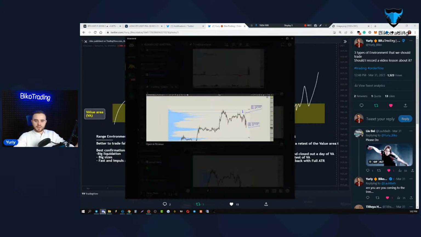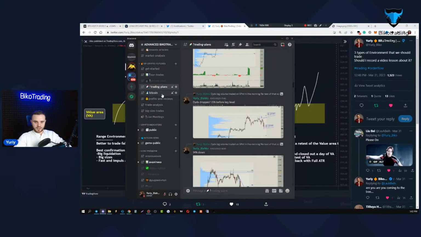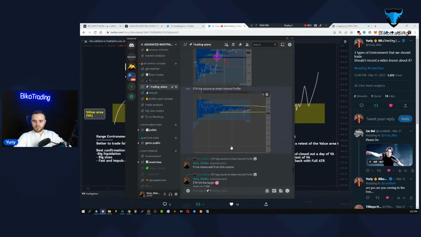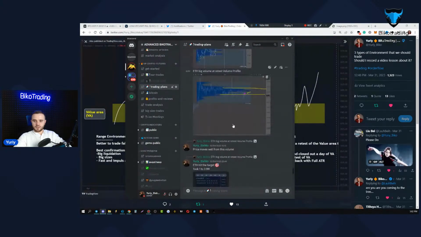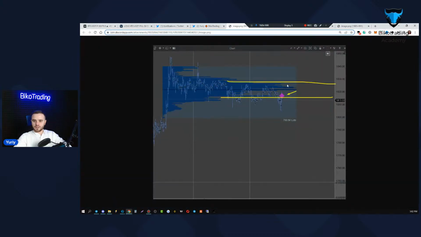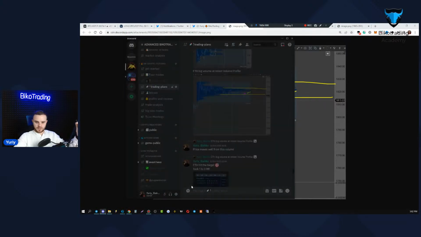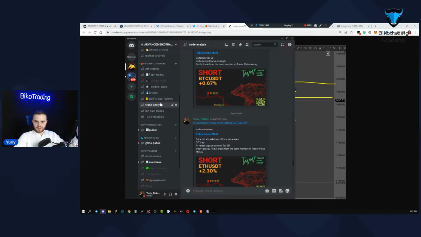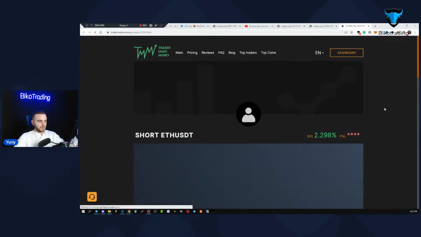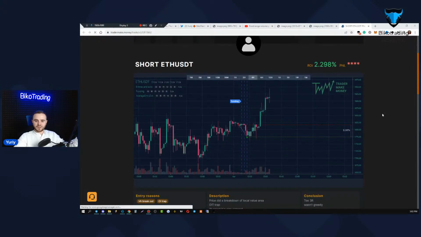Here is an example for you of how I additionally use big sizes as a confirmation. For example, it was Ethereum. If you are a member of our community, you should remember. Have a look at this trade. What I did. Why I took this trade? Because we had several confirmations. Let me show you the trade analysis. It is this one. We have super many confirmations.